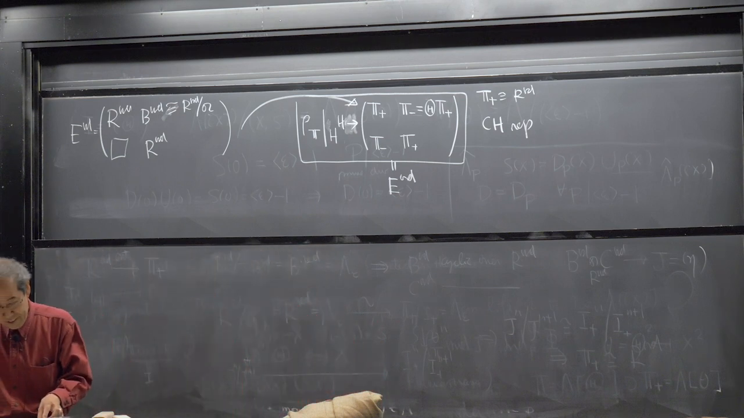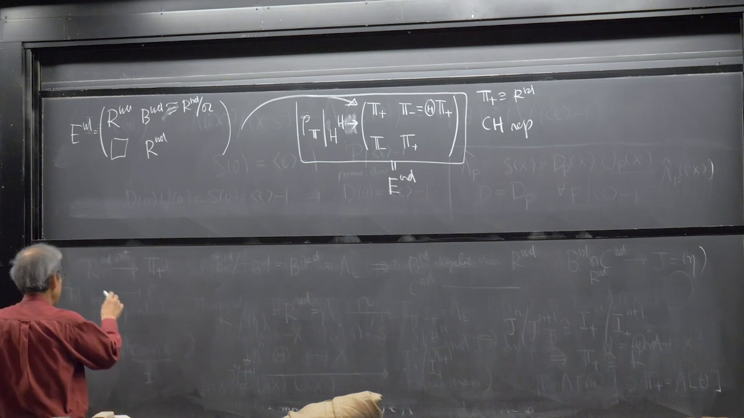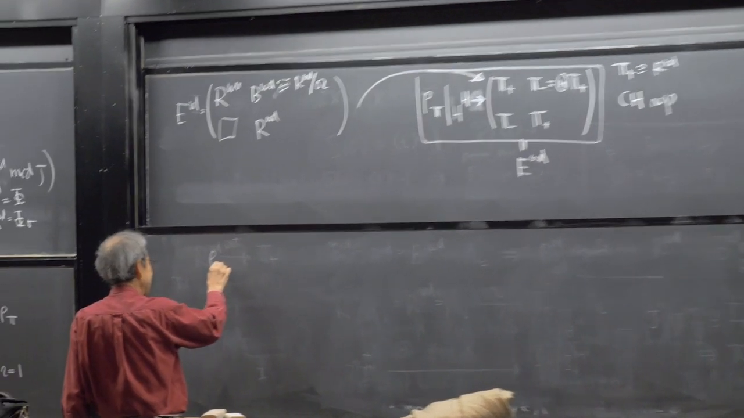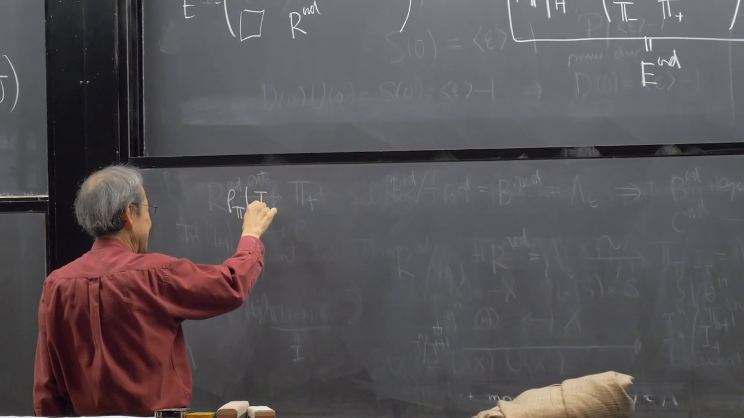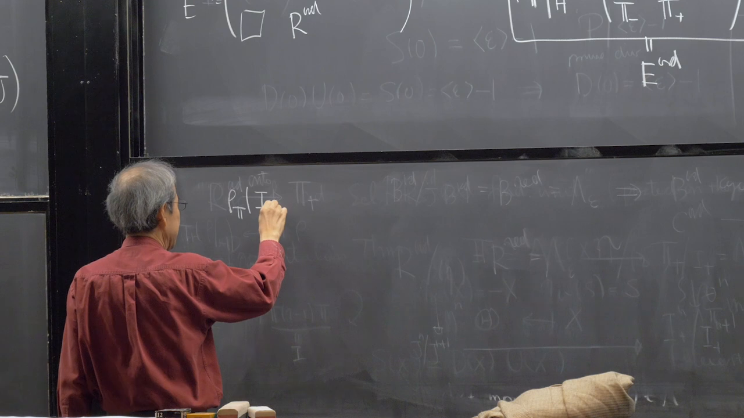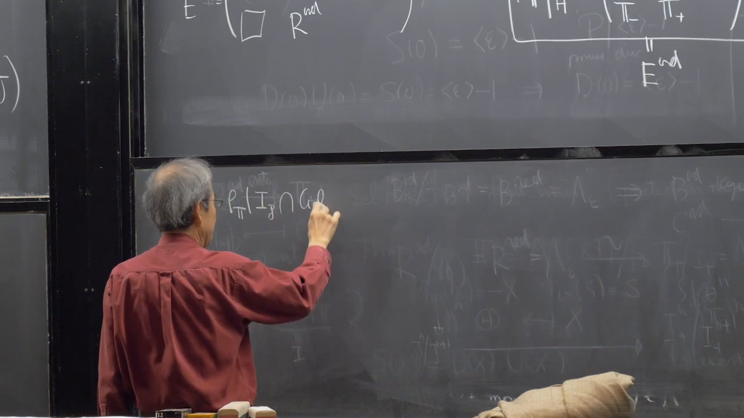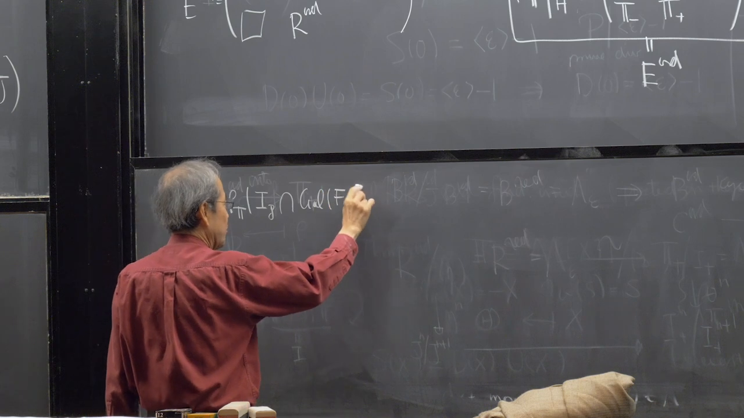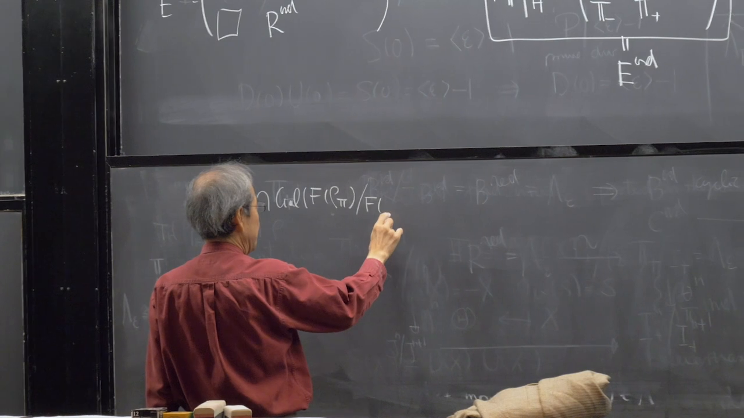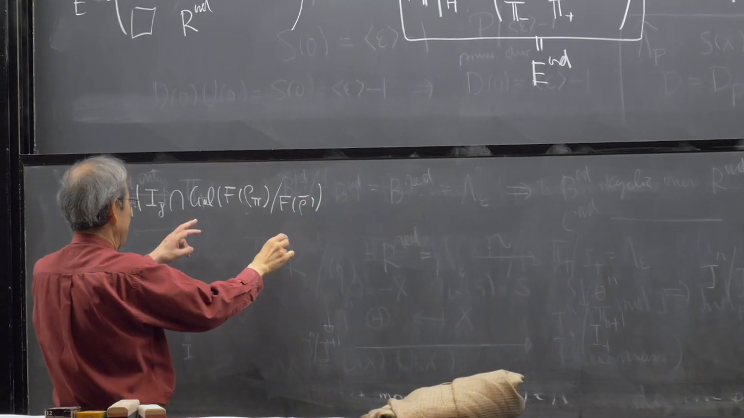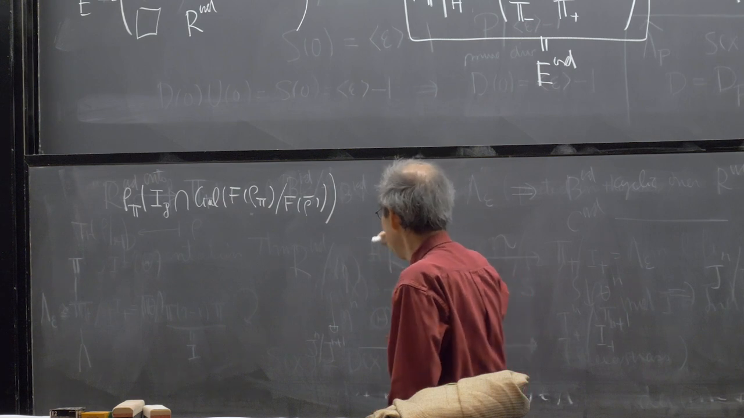Close to the end. One more thing I need to show is that rho T, you restrict it to the inertia group at P inside the Galois group of F rho T, the splitting field of this guy, F rho bar. So this is a pro-P group. Okay, and you can easily show.